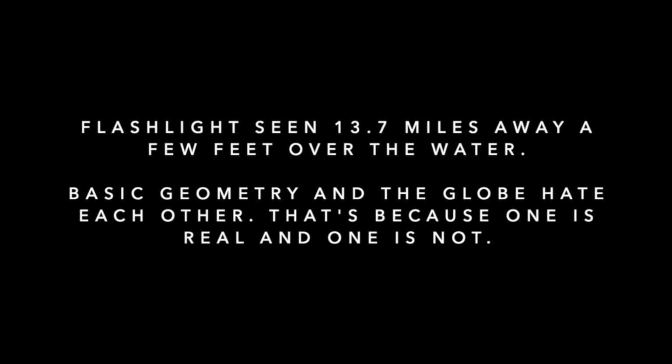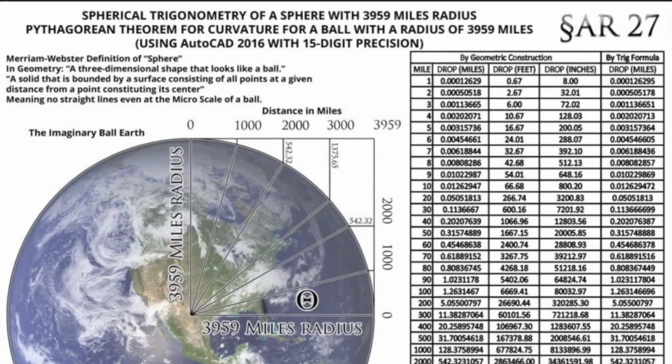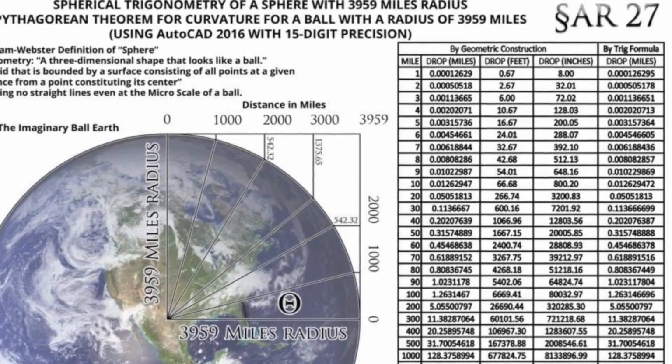We got it. 13.7 miles away. Seen a few feet over the water. Basic geometry and the globe hate each other. And that's because one is real and one is not. Basic geometry remains the same. The curvature of the Earth is something that we can now test and see for ourselves.